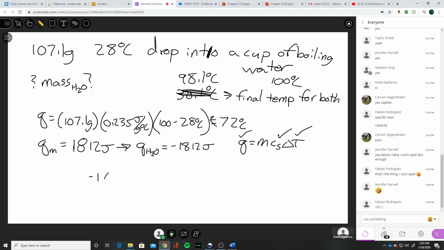So if Q is 1812 joules, m is what we're trying to find. C sub S, if you go and look that up, is 4.184 joules per gram degree C for water. And delta T is going to be, let's see, 1.9 and a negative 1.9. Because that is 98.1 minus 100.